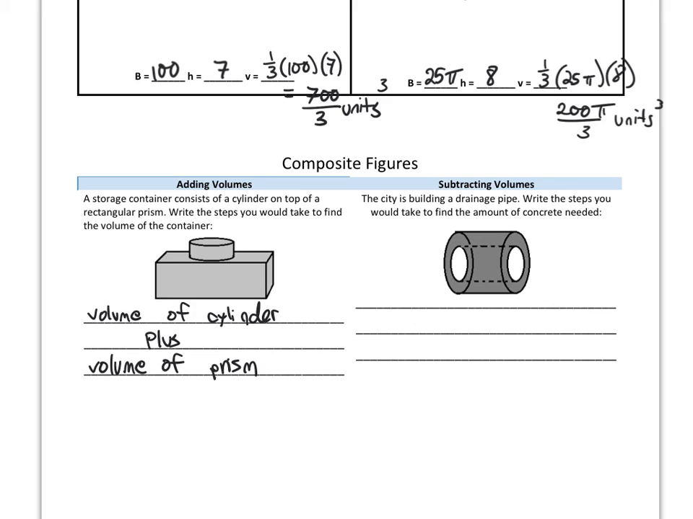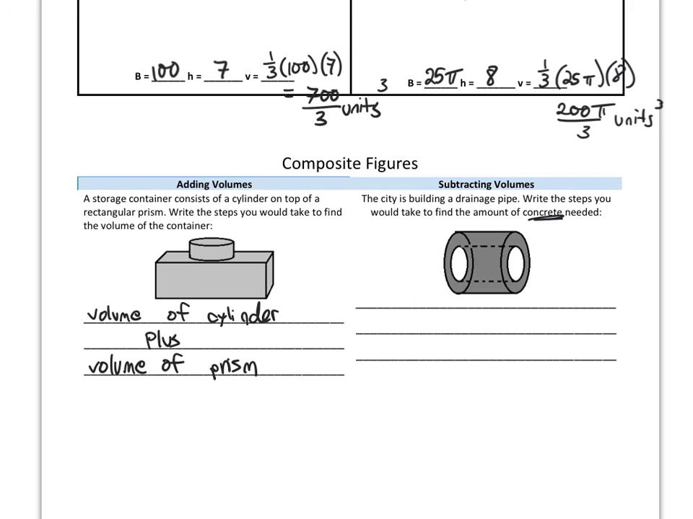You can also use subtraction for composite figures. So for example, over here we have a drainage pipe, and we want to find how much plastic or metal we need in order to build a pipe like this. We want to know the volume of the material used to make the pipe. I guess that would be concrete. Apparently it's a concrete pipe.